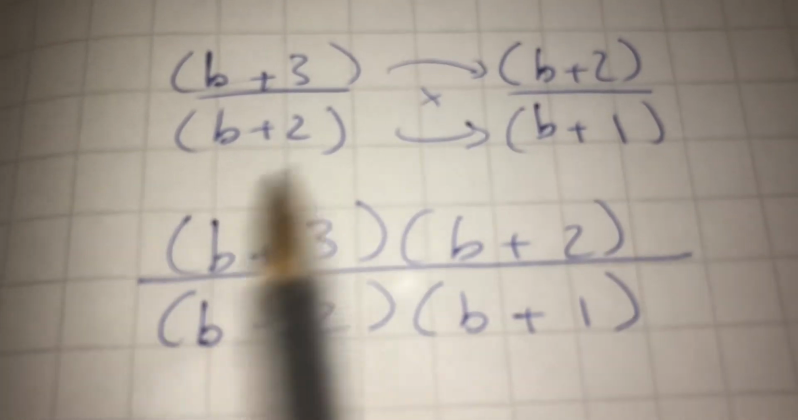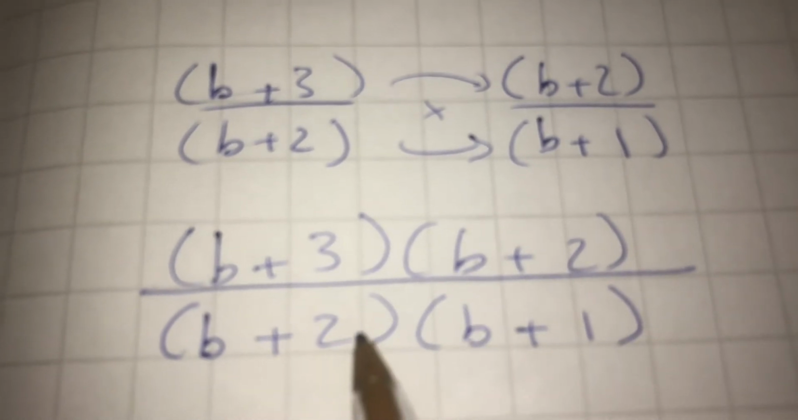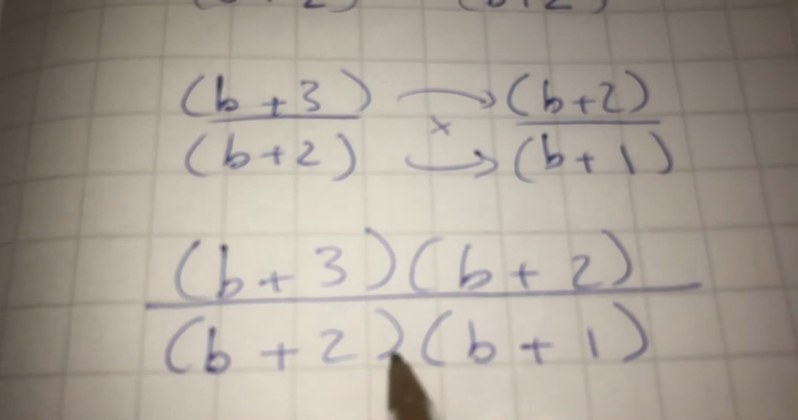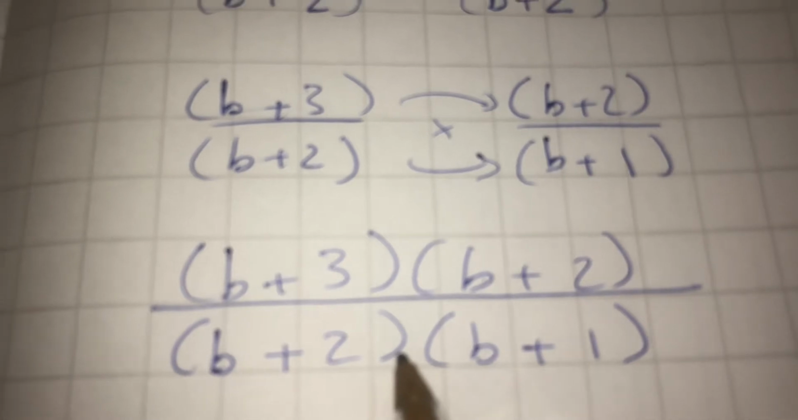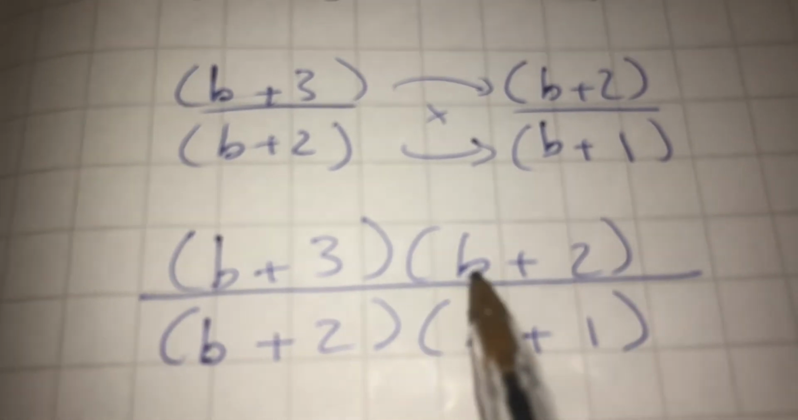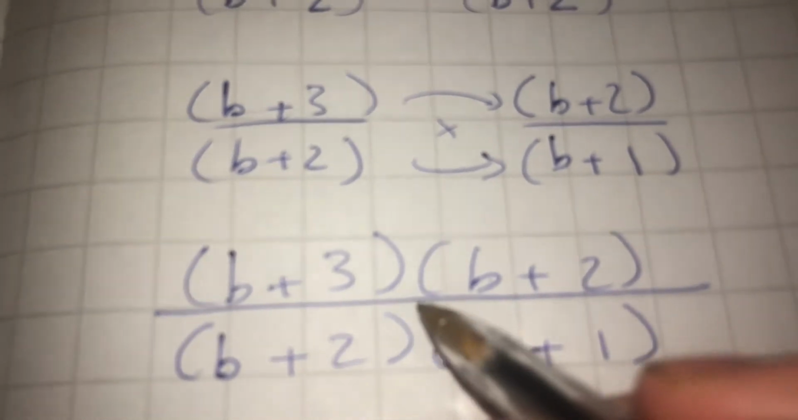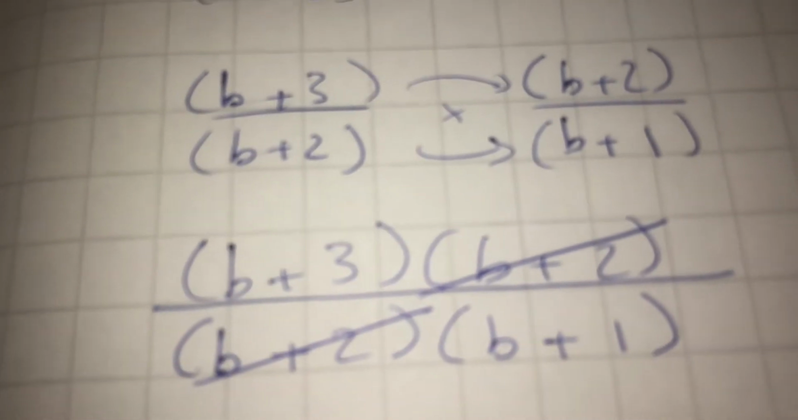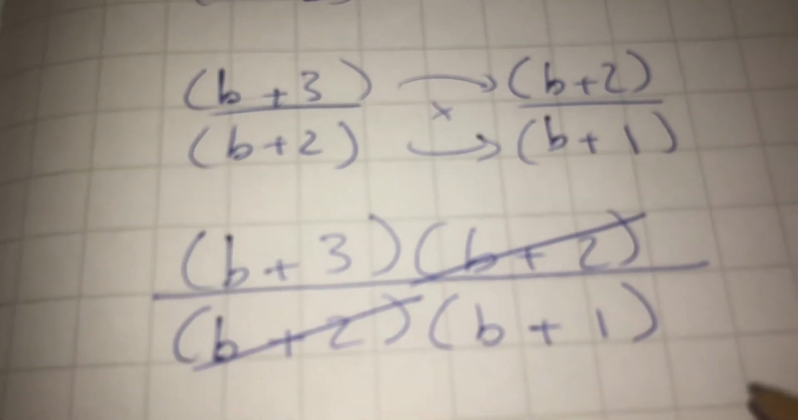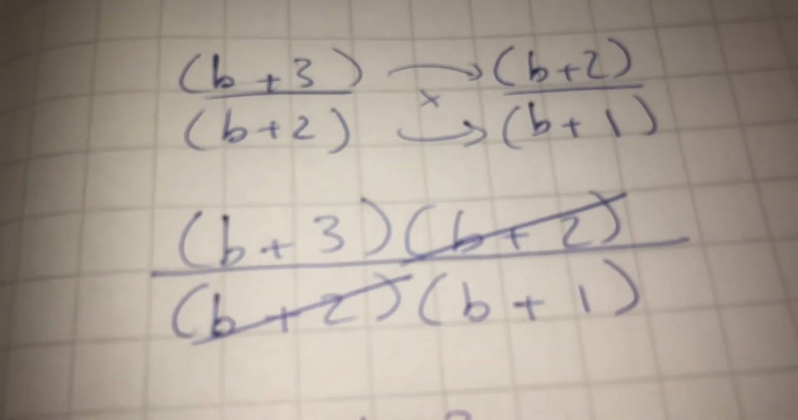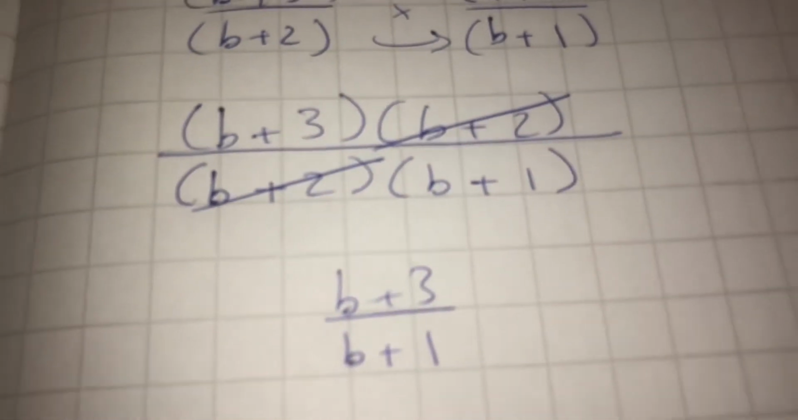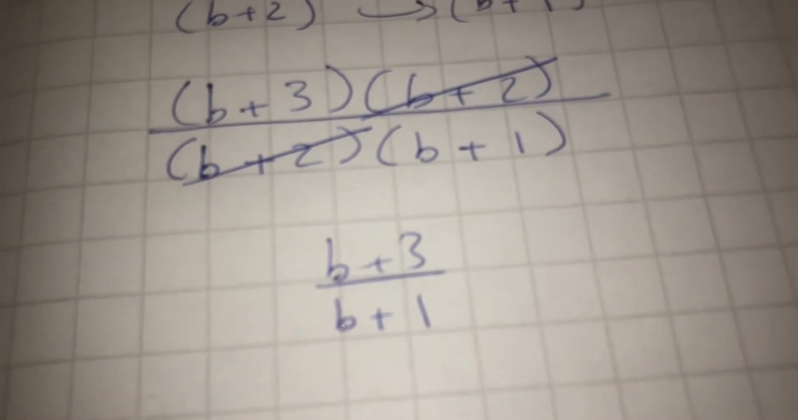If you end up with something like this, and one of the brackets is the same both top and bottom, you can actually cancel those out, because b plus 2 is essentially a common factor of both terms, top and bottom. So I can cancel the b plus 2 brackets out, and what I end up with in this case is very simply b plus 3 all over b plus 1. And that will be that question finished. So just keep a wee eye out for that.